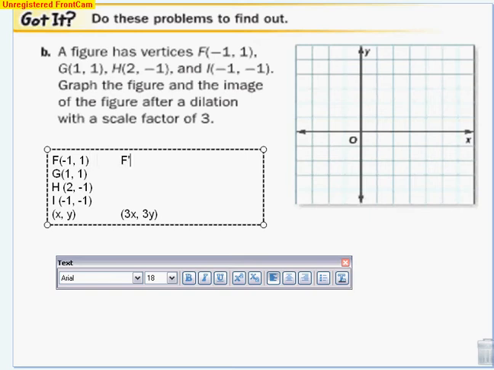Our new point for F' is (-3, 3). G' is (3, 3). H' is (6, -3). And I' is (-3, -3).